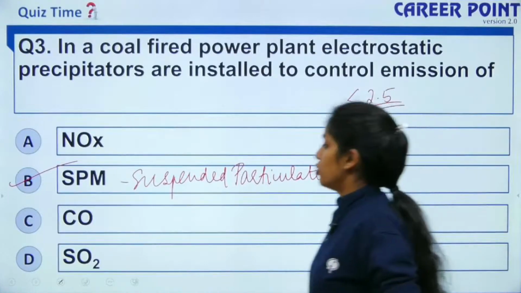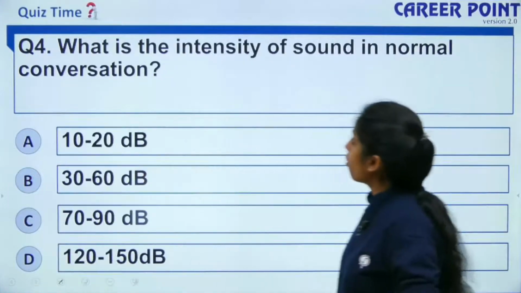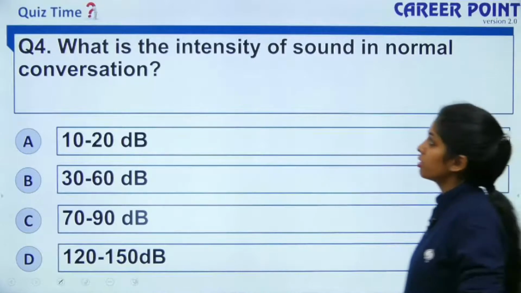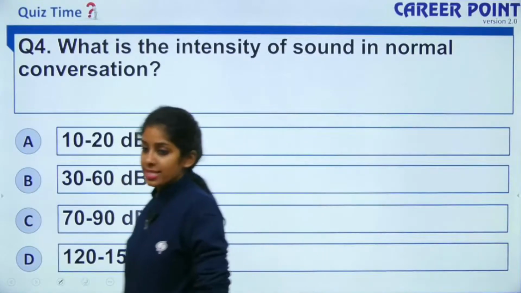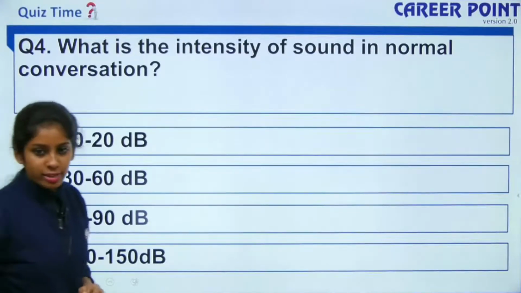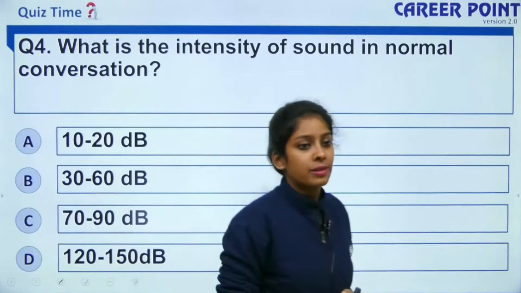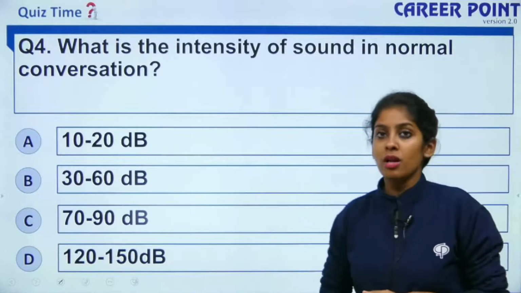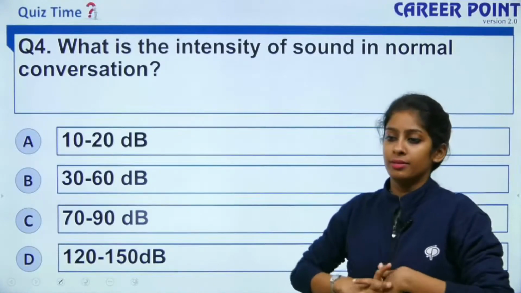Alright. Okay, fine. So going forward to question number 4, what is the intensity of sound in a normal conversation? So now you and I are talking. So what is the intensity of the normal sound? Yes, any idea? So while teaching about noise pollution, I gave the exact decibel. So dB is decibels, right? So that is how the sound is measured. Yes, now tell me. So what is the answer here?